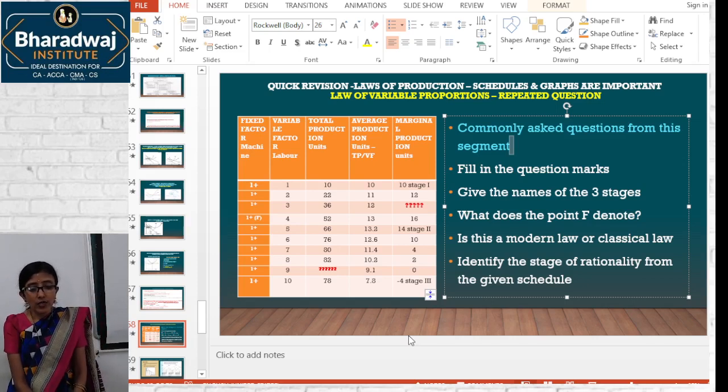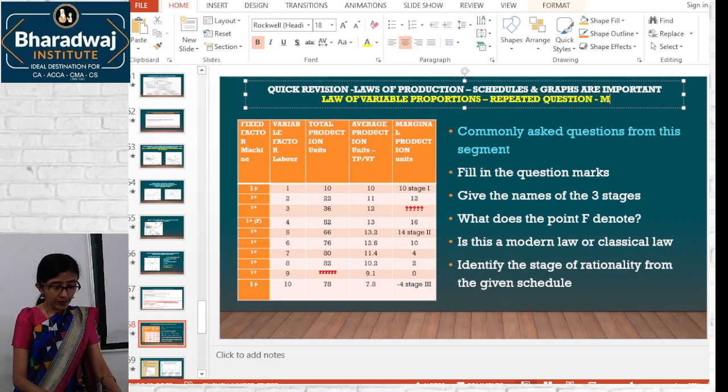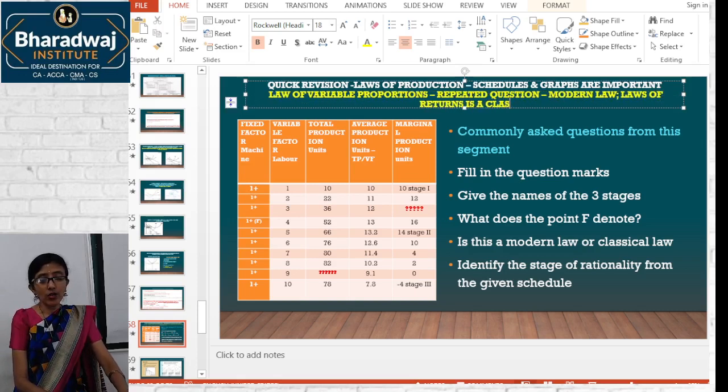Okay, yes. Now is this a modern law or a classical law? Modern. So what is the classical law then? Law of returns. Law of variable proportion is a modern law. Law of returns is a classical law. What we are showing is a modern law. Many students miss out these points. That's what they are asking in the examination. Whereas law of returns is a classical law.